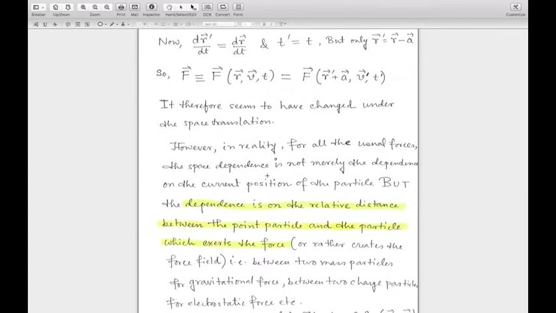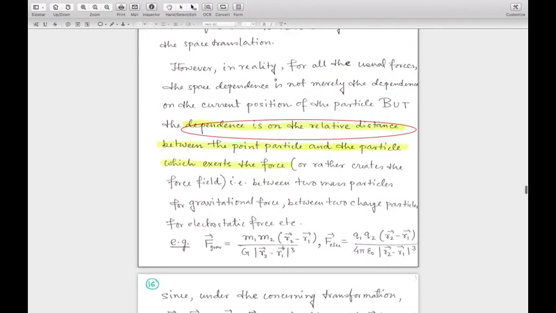But the good news is that in reality, for all the usual forces, the space dependence is not really the dependence on its current position absolutely, but the dependence is on the relative distance, and that's very crucial. Relative distance between which points, which two points? The point particle which is responsible for the force and the point particle which is experiencing the force. We will call them respectively the source particle and the test particle.